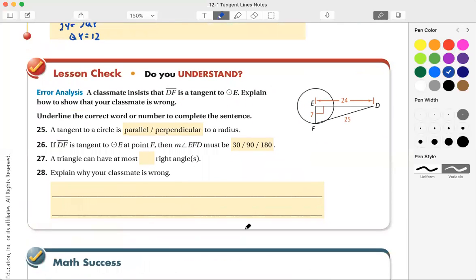All right. So a classmate insists the DF is tangent to E. Explain how to show your classmate is wrong. So a tangent to a circle is perpendicular to the radius. If DF is tangent at point E, to circle E at point F, then measure of angle EFD must be 90 degrees. A triangle can have at most one right angle. So a triangle cannot have two right angles.